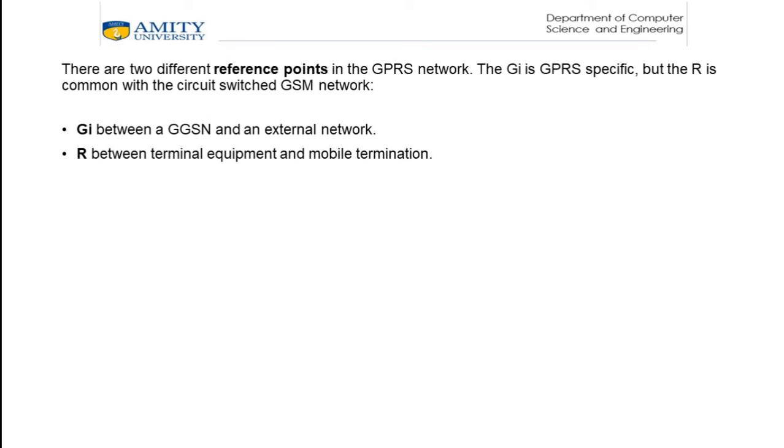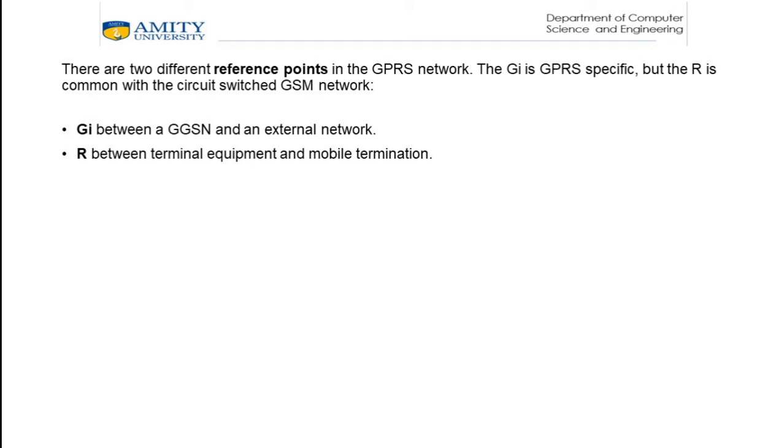There are two different reference points in the GPRS network. The Gi is GPRS specific, but the R is common with the circuit switched GSM network. What are these reference points? These are Gi between the GPRS network and an external network, and R between the terminal equipment and mobile termination. So we go to the Gi.